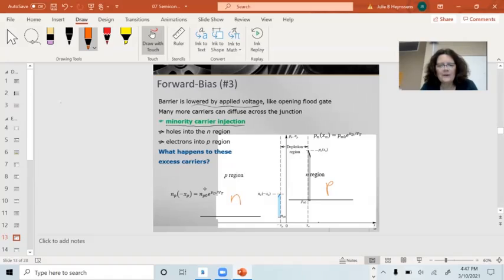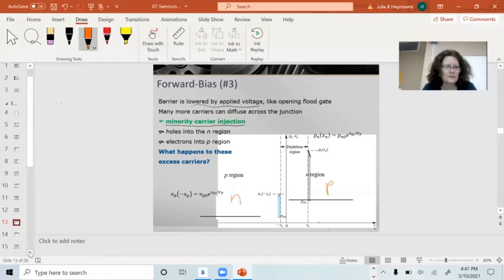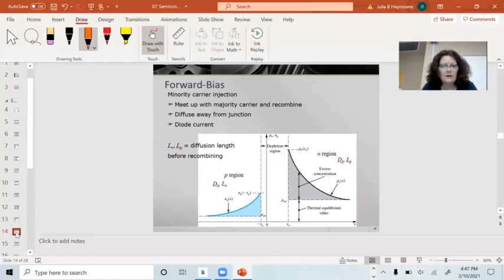And the excess carriers, so the electrons in the P region, are going to very quickly, within a couple of nanometers or so, find a hole, because there's an excess of holes, and recombine with them. They get absorbed rather quickly. When we get to bipolar transistors, there's a lot more of them in there.